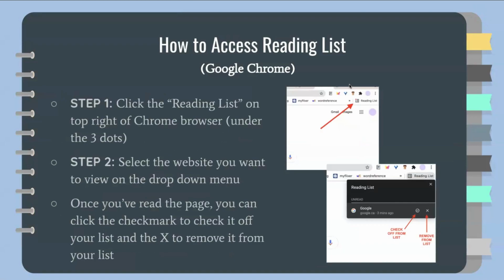So to access your reading list, click the reading list on the top right of your Chrome browser under the three dots. Select the website you want to view on the drop-down menu, and once you've read the page, you can click the check mark to check it off your list, and the X will remove it from your list.